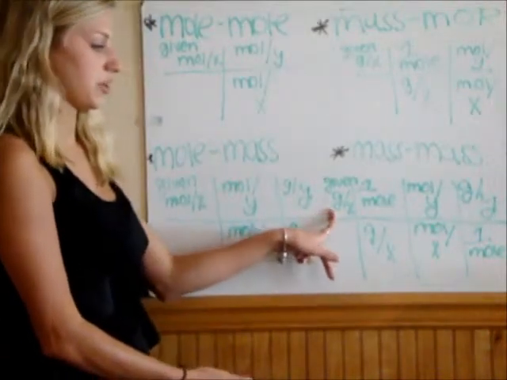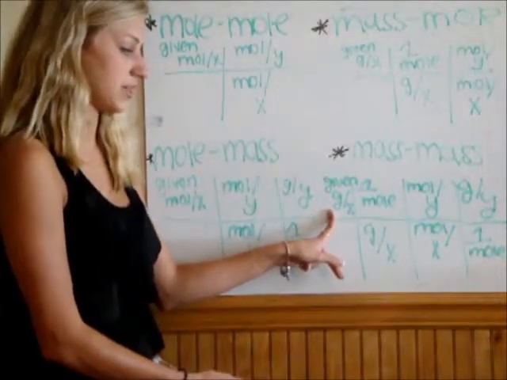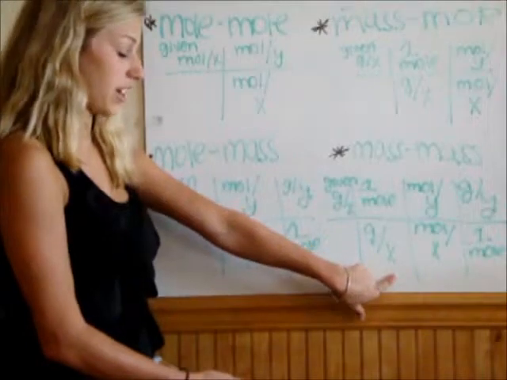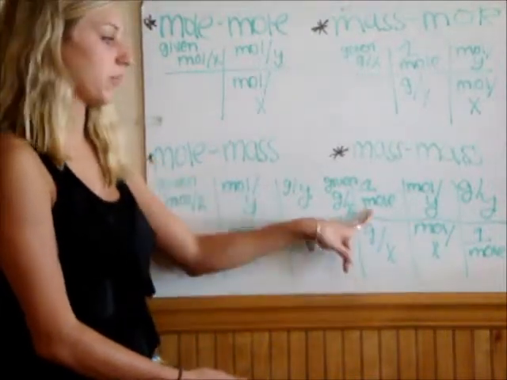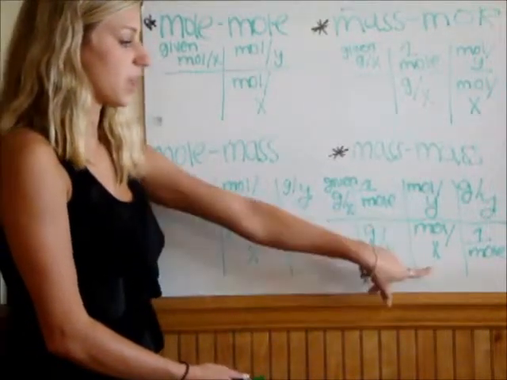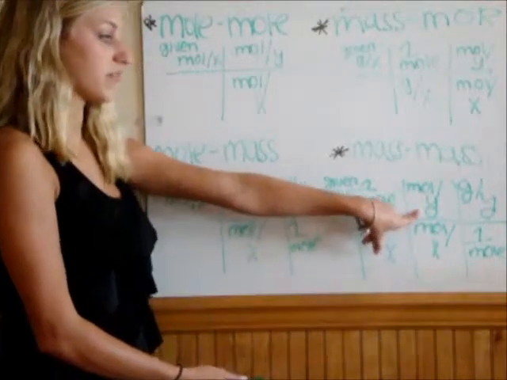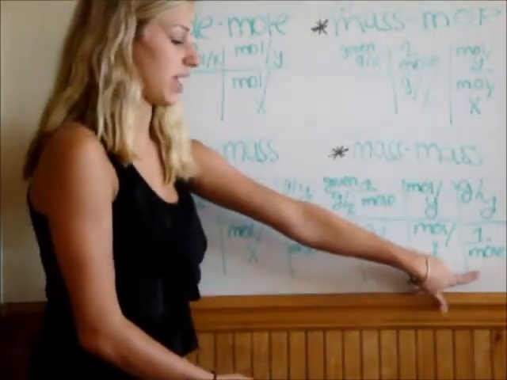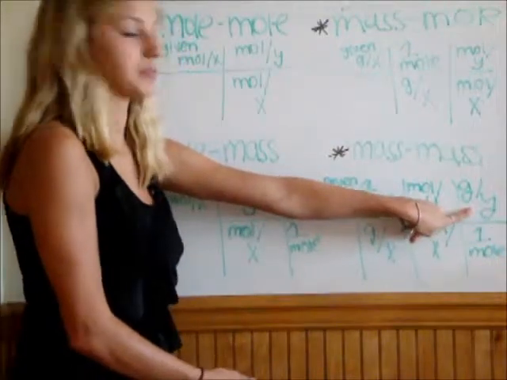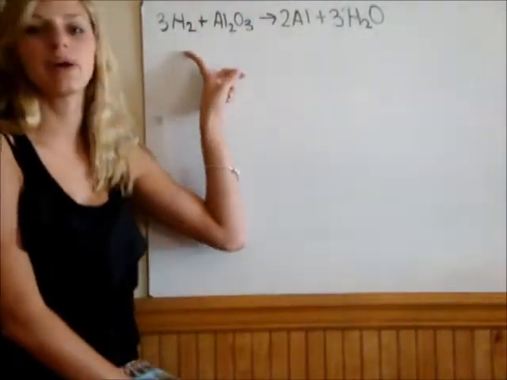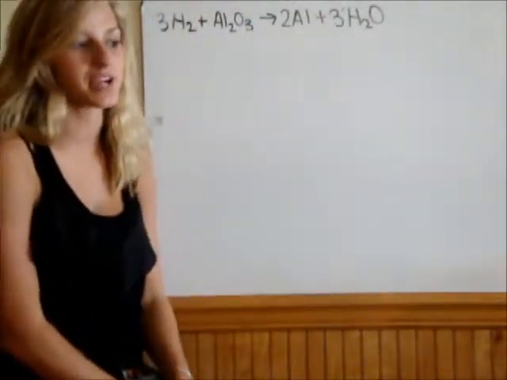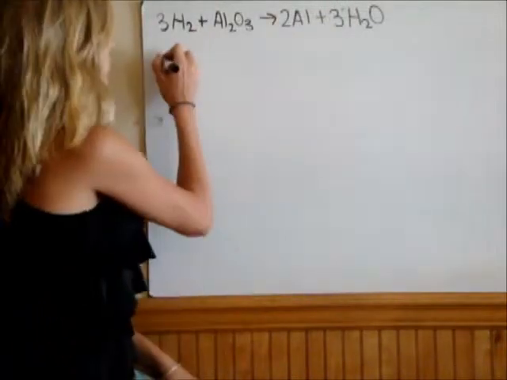Down here, mass to mass. Up top, you'll put your given grams of X from your equation. Your grams of X from the periodic table, 1 mole, because that's what it's equal to. Moles of X, moles of Y from your balanced equation, and again 1 mole, and then your grams of Y from your periodic table. We are going to be using this balanced equation to do an example of each different kind of problem, starting with a mole to mole problem.